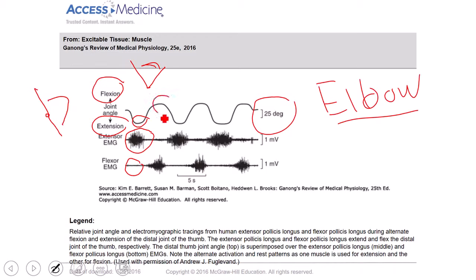Now, when I'm flexing the elbow, the triceps are turned off, but the biceps would be turned on. So this is indicating a flexion of the joint itself. I'm recruiting more motor units in the biceps, or the muscles that are required to flex the elbow, and I'm quieting the ones in the triceps.